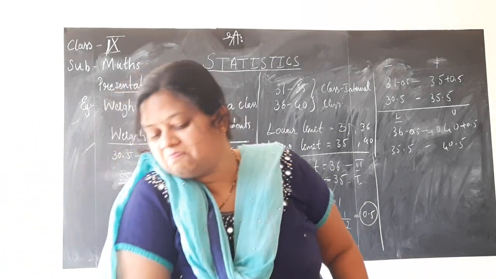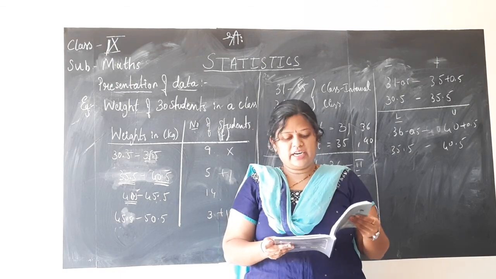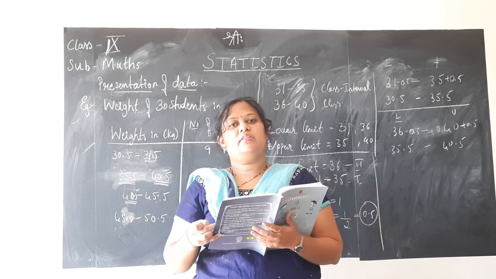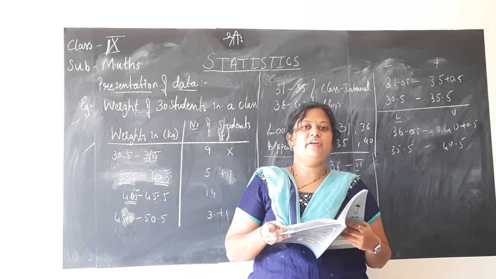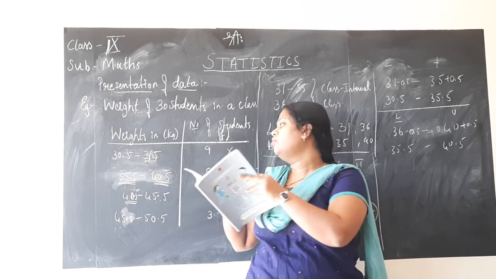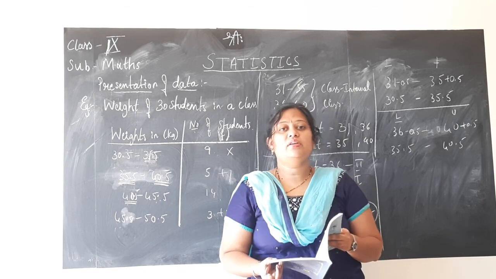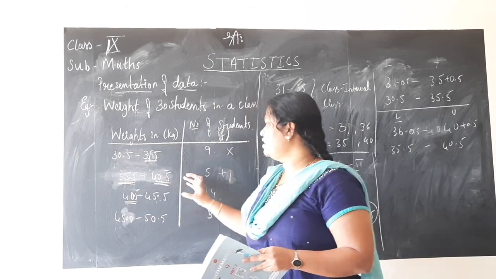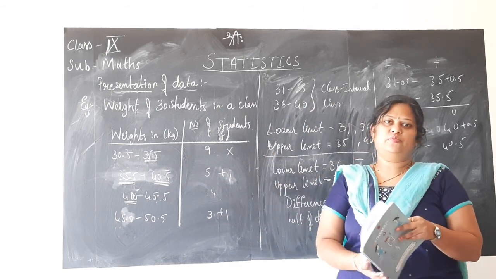So in your textbook, what is given under the heading presentation of data is what we discussed in the previous video. When the given data is less, we arrange them in ascending or descending order and find out. But when it is more, we go with the help of a frequency distribution table. We understood what grouped data and ungrouped data are, and also what a class interval is and how to represent that in the frequency distribution column.